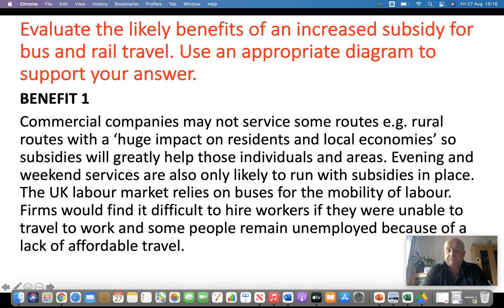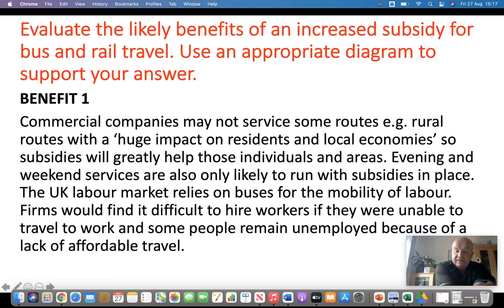So the first benefit: think about how that benefit is going to give some credence to this increased subsidy. In some cases, we may find that commercial companies are not going to be willing to offer a service for certain routes if they're not particularly profitable, but that can have a huge impact on residents and local communities. So, in some instances, these subsidies will help lots of individuals in those areas.